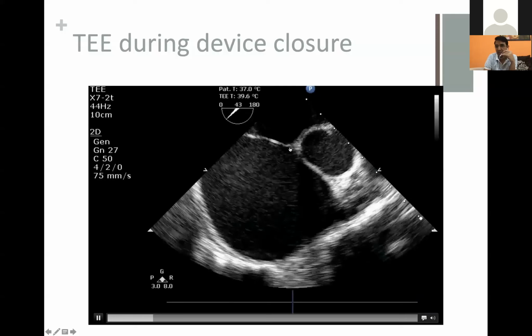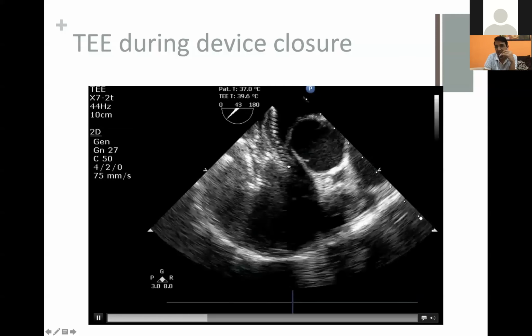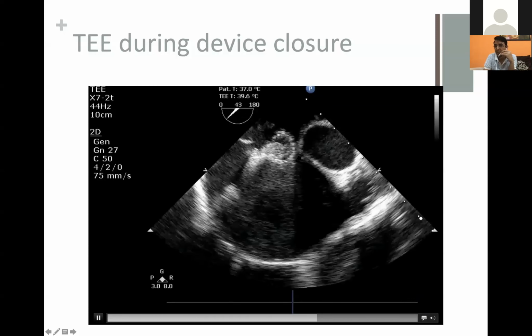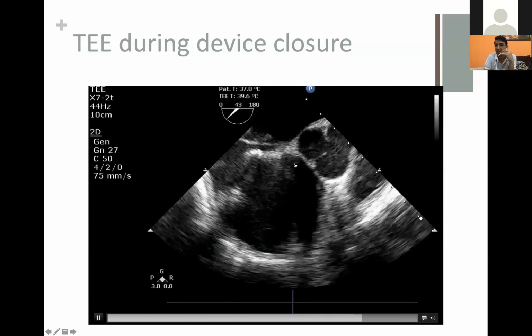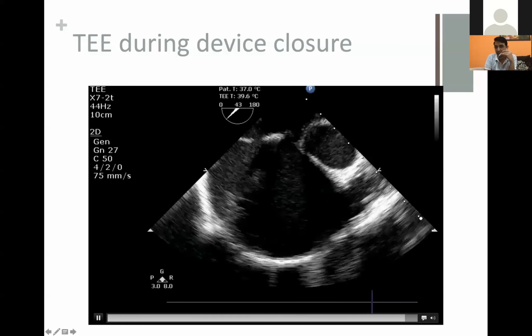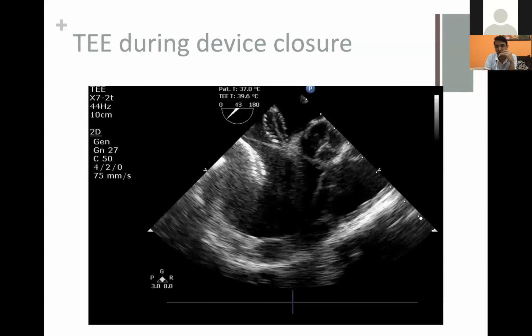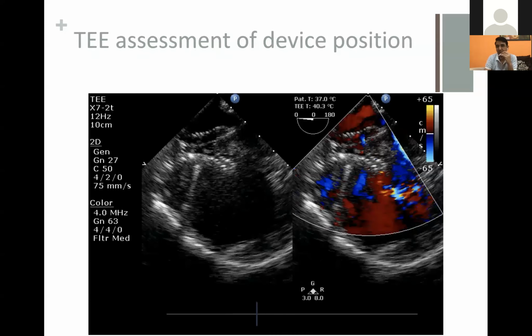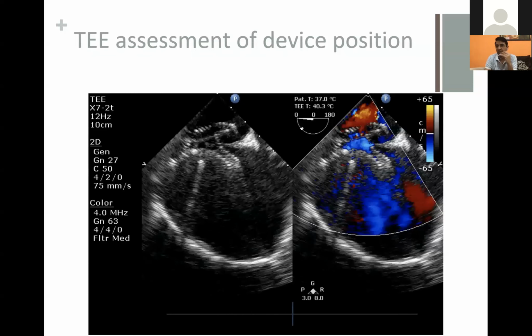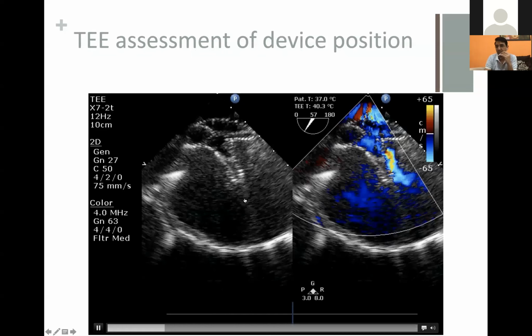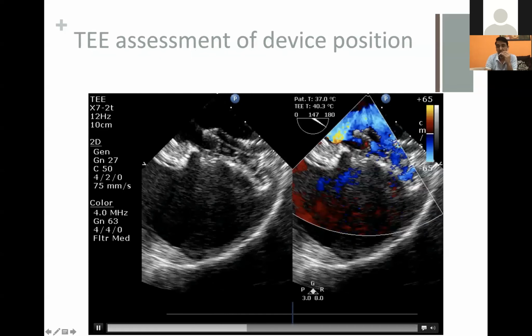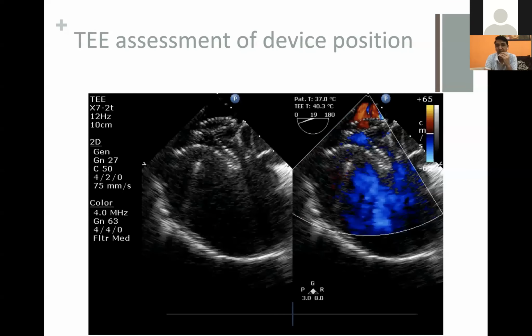As you can see, we can decide why this device is prolapsing. Is it the size issue, or is it the orientation issue, or is it a technical issue with the device, or the sheath orientation and different issues related to that. After the device deployment, again, we can see all the rims. And this is just one example where we are taking 0 to 180 degrees, and in one go, we are able to see different rims caught and whether the defect has been successfully closed.